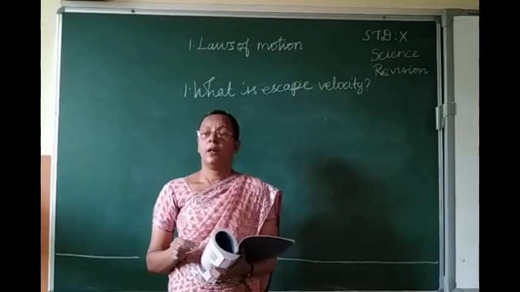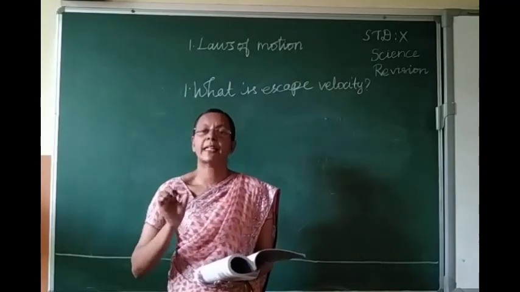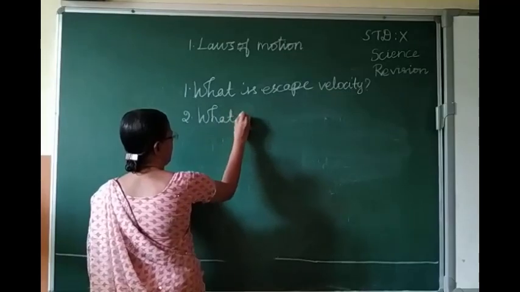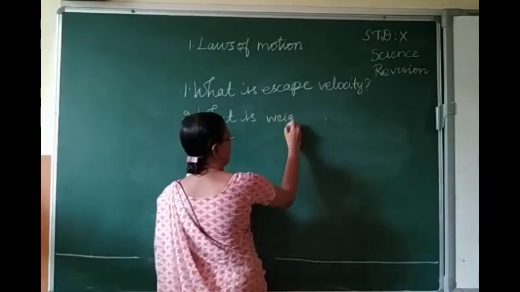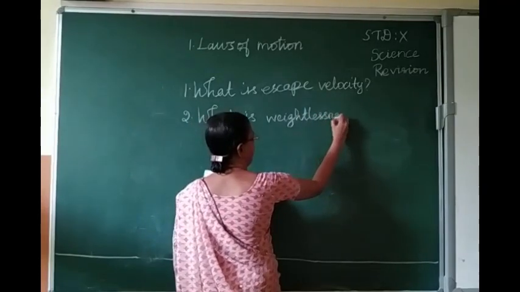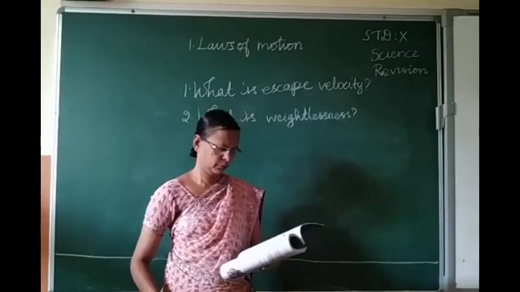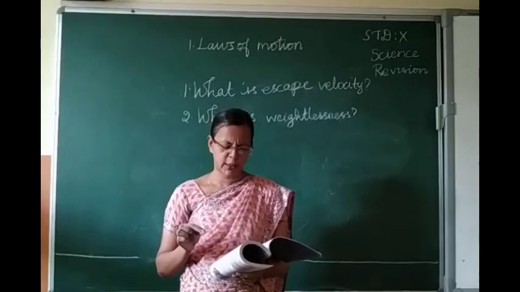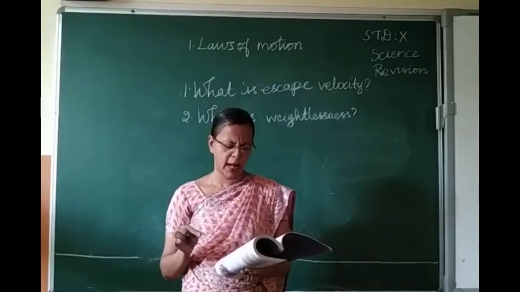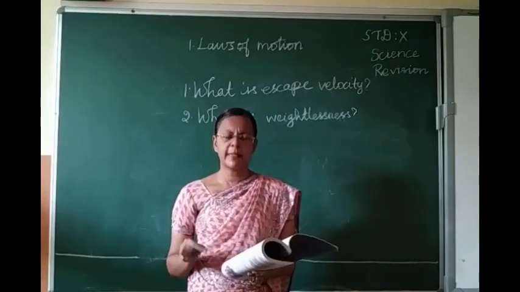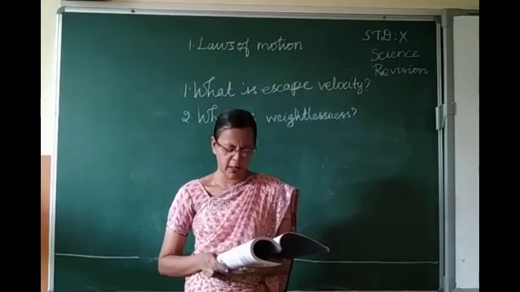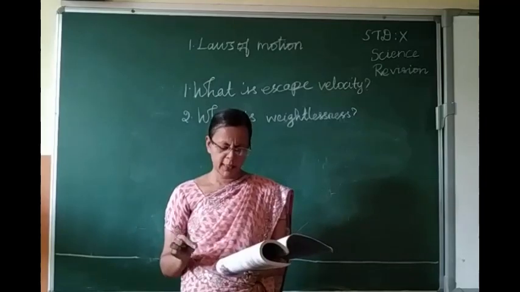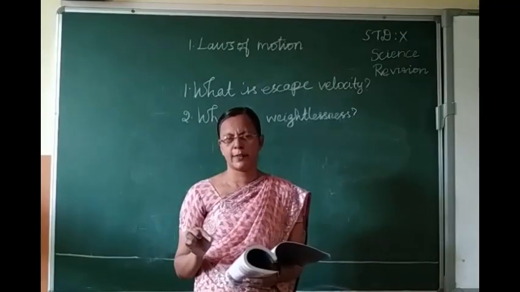The next, page number 11. What is weightlessness? When the person in a lift moves down with an acceleration equal to the acceleration due to gravity, that is when a is equal to g, this motion is called free fall. Here the apparent weight of the person is 0. This condition or state refers to the state of weightlessness.